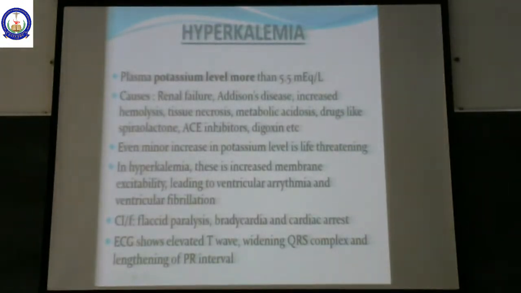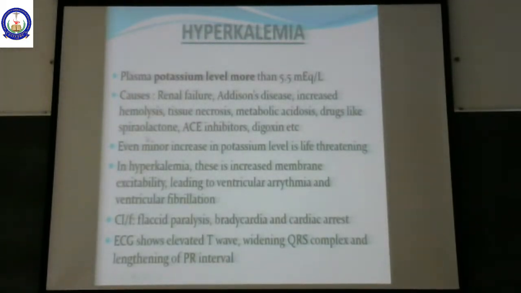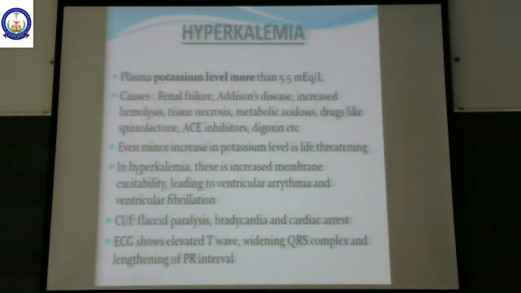Hemolysis, the breakdown of RBCs, tissue necrosis, metabolic acidosis, and drugs like spironolactone and ACE inhibitors can cause an increase in the potassium level. Even a minor increase in this is causing major life-threatening consequences. So there can be an effect on the heart and the bone. It can cause arrhythmias and ventricular fibrillation.